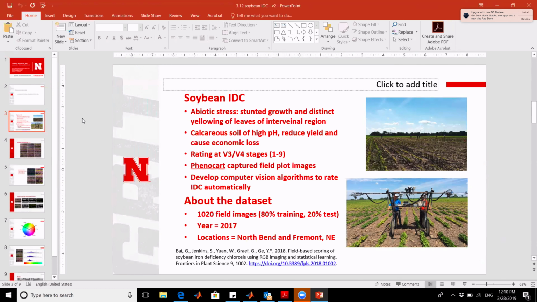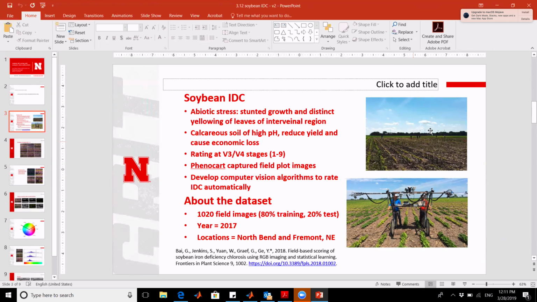Okay, and along the way, since we're engineers, we developed something like this here. We call this a PhenoCart, and what happens is we have cameras on it, and we take head-down images of the plants and store them on the computer. So we're really trying to get rid of the manual way.